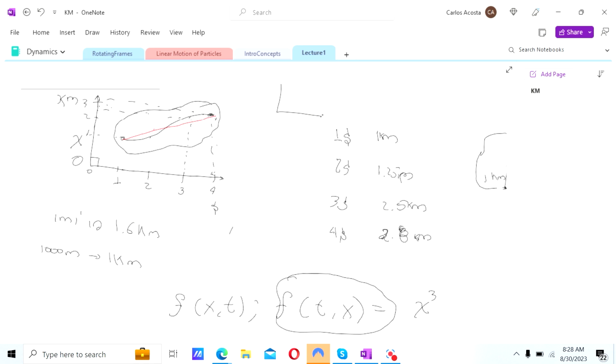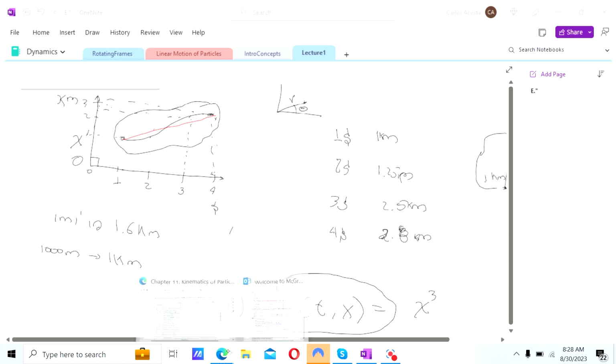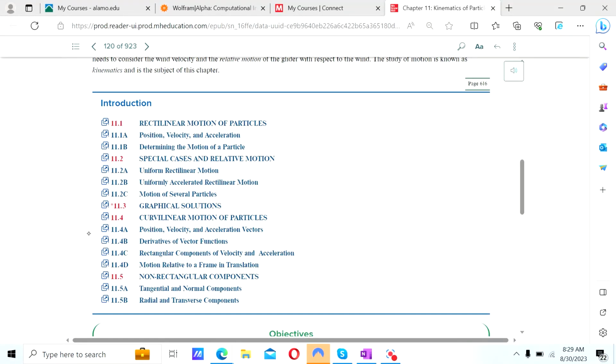Polar, if you remember, we're going to have an r of radius, a distance, and an angle. So it's very convenient for curvilinear problems. And then finally, we're going to learn the tangential and normal components, or the radial and transverse. So you're going to see how they're related. So chapter 11 is a very important chapter in this class. We're going to go over a lot of examples and always go back to compare to what we know as the concepts.